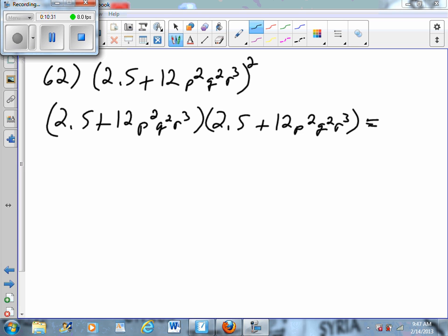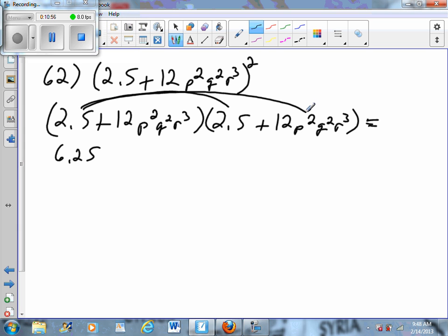What is 2.5 times 2.5? Somebody with a calculator, somebody pull that up. All right, 2.5 times 2.5. 6.25. 25 times 25 is 625. 2.5 times itself, 6.25. That would be my two first terms. Now, what about 2.5 times 12p squared q squared r to the third? What's that going to give us? All right, so the answer here, I'm taking y'all's word for that. 30p squared q squared r to the third. Now, since I'm playing with the same situation here, when I'm multiplying my two inner terms together, I can just repeat this, right?